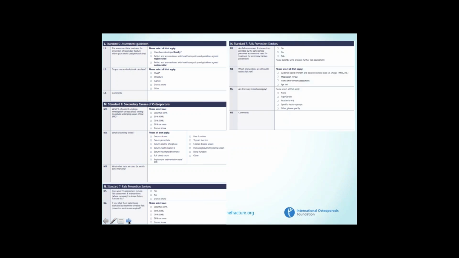We're very interested in how different sites assess patients for secondary causes of osteoporosis. And we now ask for not only the proportion, but what blood tests you routinely include. We have a section in the end section on the full services, whether this is included within your service, if not, who offers it, and are there any restrictions that apply.